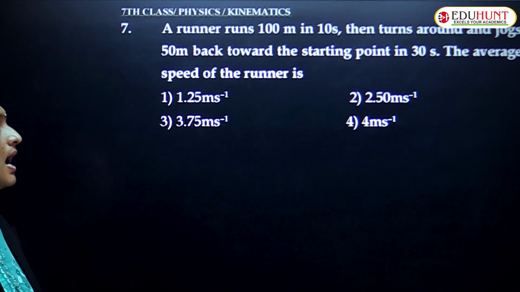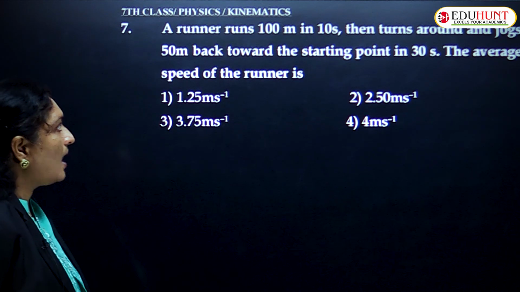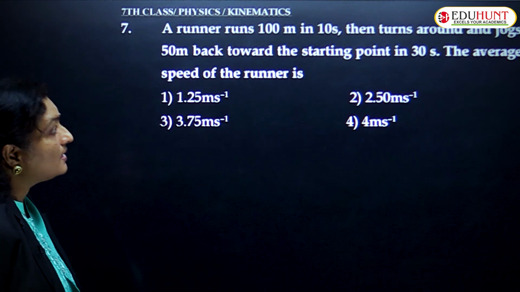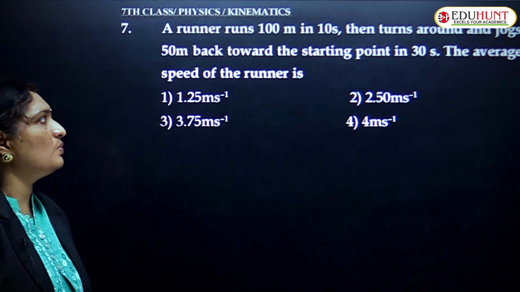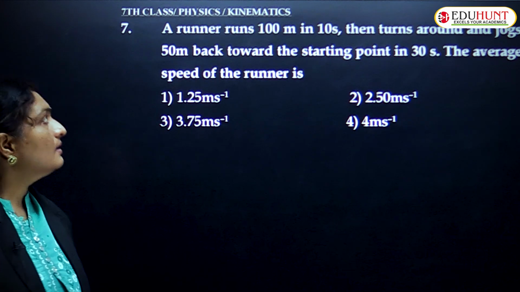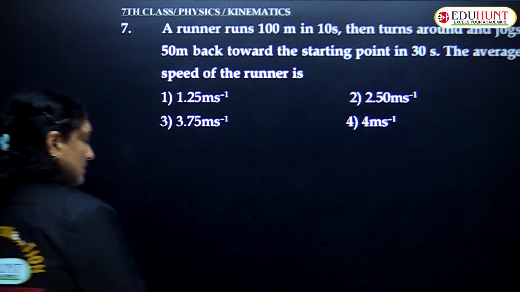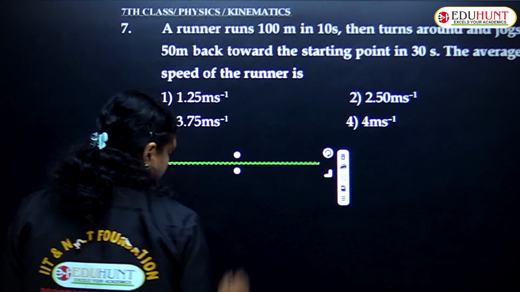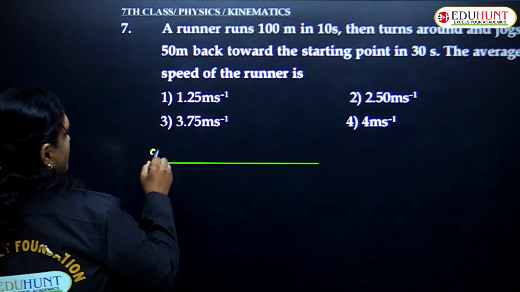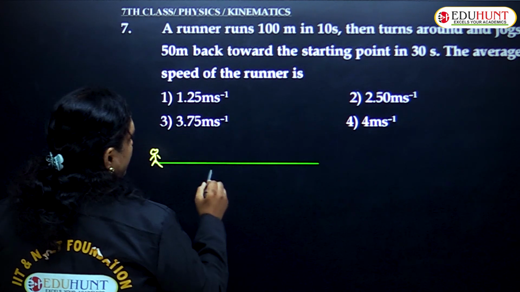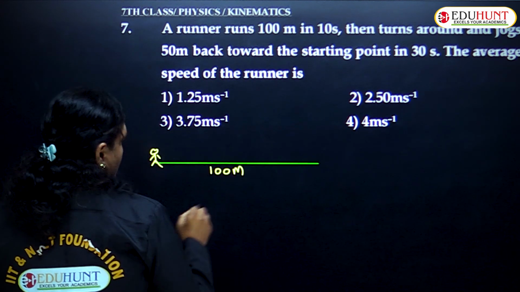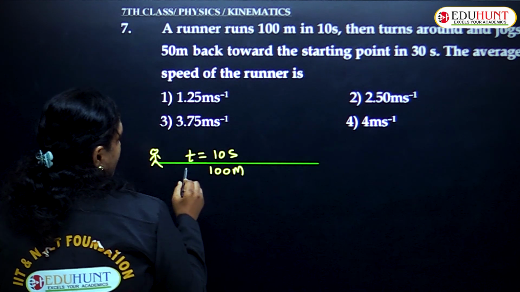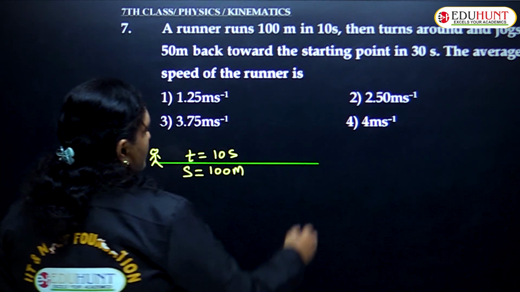A runner runs 100 meters in 10 seconds. So, 100 meters in 10 seconds. Distance is given, time is also given. Then he turns around and jogs 5 meters back towards the starting point in 30 seconds. The average speed of the runner is. So, what was the given data, children? Something like this was given. A runner is there. He covers 100 meters distance in how much time? 10 seconds. Time is given. Distance is also given. What distance? 100 meters.